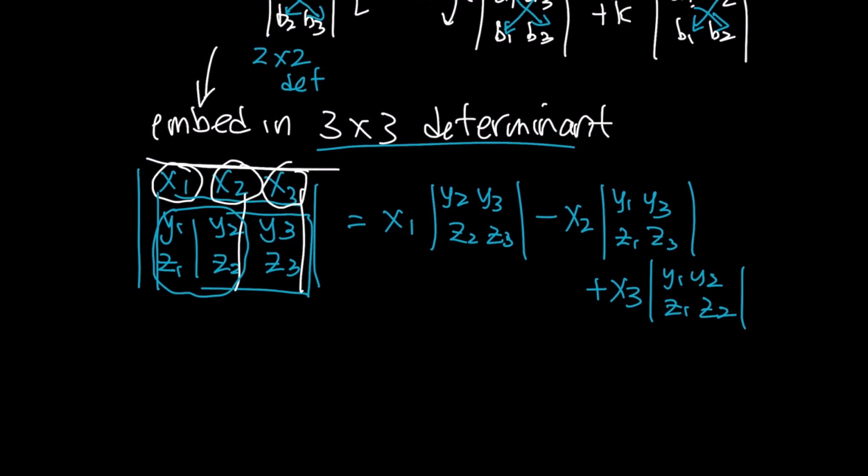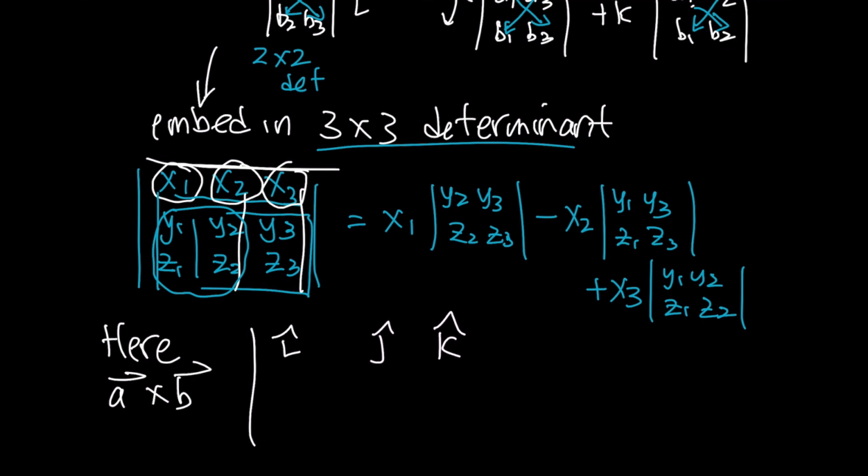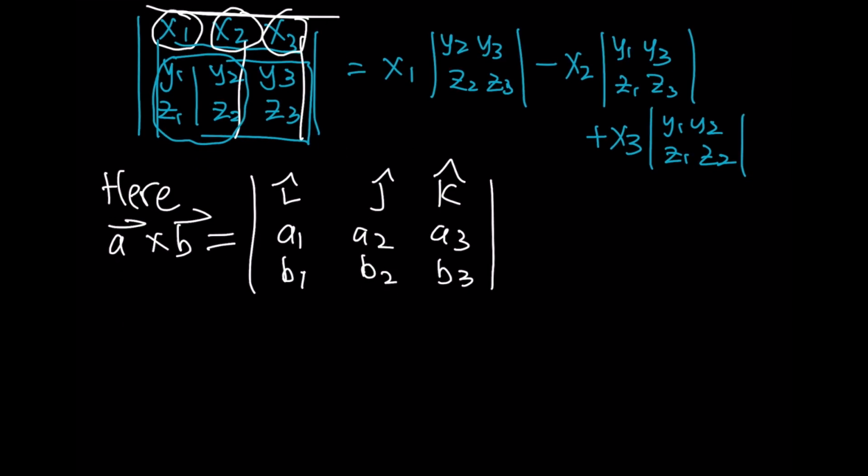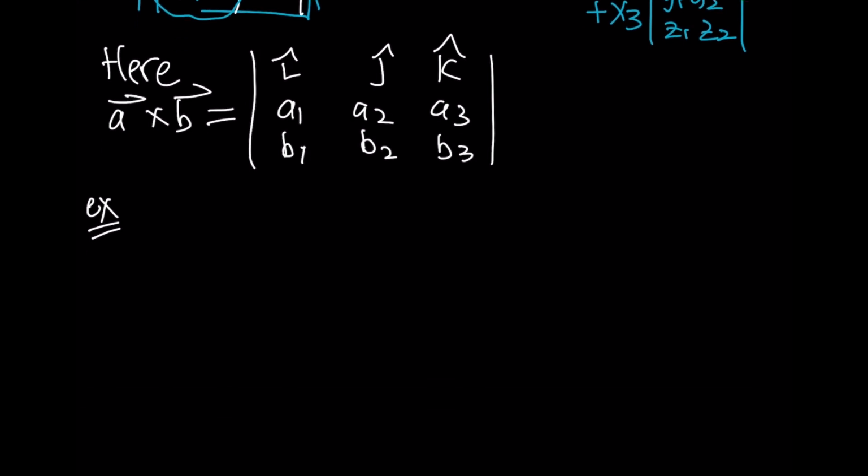Now, in our case, if I give you the cross product, the top row is going to be our 3 unit vectors, i, j, k. The second row will be the components of the first vector, and then the third row will be the components of that second vector. Now, just to try to illustrate this to you, here is an example.